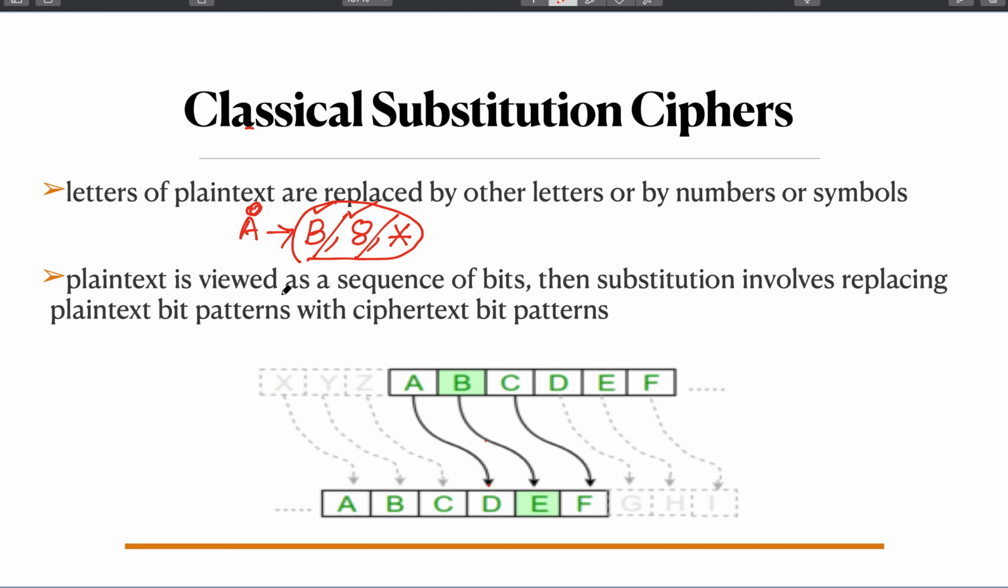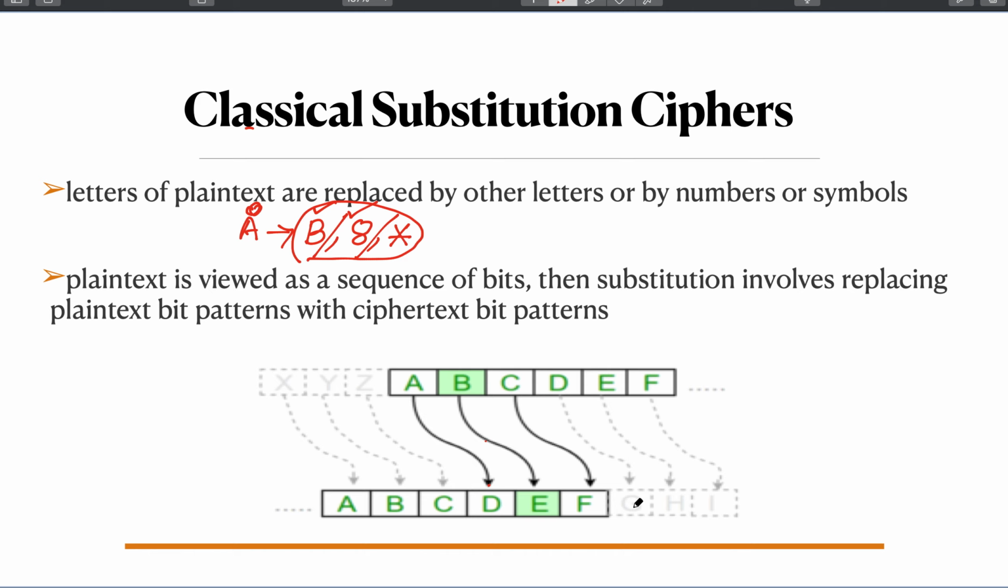The plain text will be viewed as a sequence of bits, and in substitution each of these bits will be replaced by a ciphertext bit. For example, in this case there are letters arranged in the alphabetical sequence and each letter is replaced by another letter. This is a classical example of substitution with the alphabets itself. It is not necessary that you substitute with alphabets. You can use numbers or you can substitute with symbols.